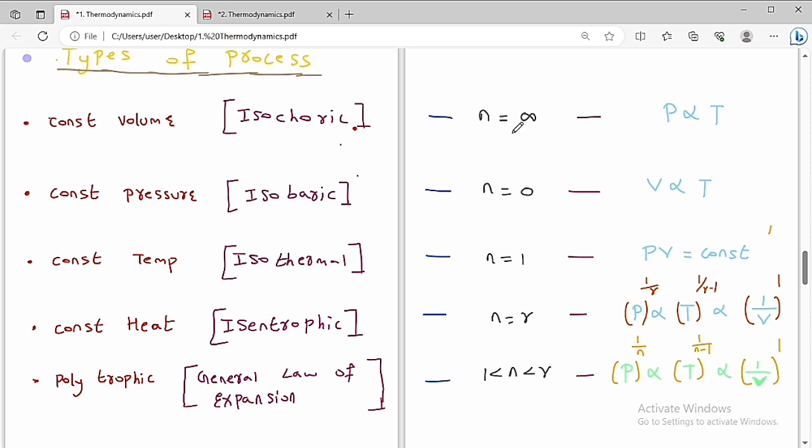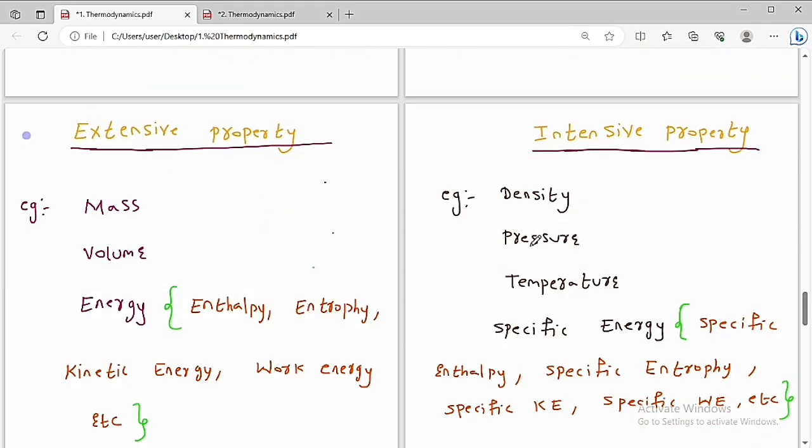So slope is equal to infinity for constant volume process. Slope is equal to 0 for constant pressure process. Slope is equal to 1 for constant temperature process. Slope is equal to gamma for constant heat process. And slope is going to lie between 1 and gamma for polytropic process. So this is the thing always you need to keep in your mind.